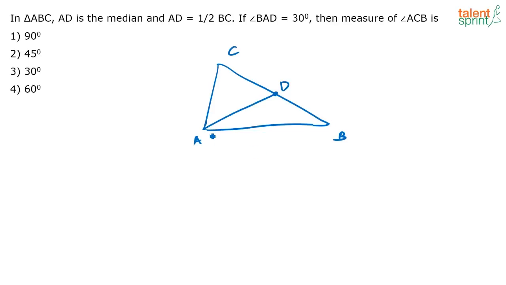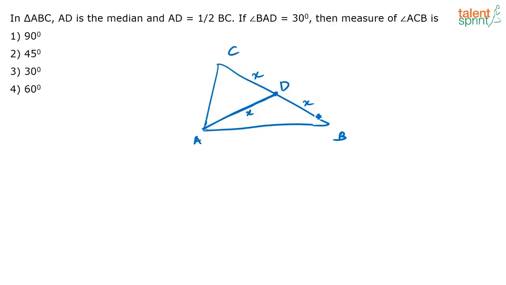See, first of all we know that what does a median do? A median bisects the opposite side, correct, or the side that is touching. That is, this median AD will bisect this into two equal halves. So if this is X, this is also X. Now already they have given that AD is equal to half of BC. So that means this is also X.